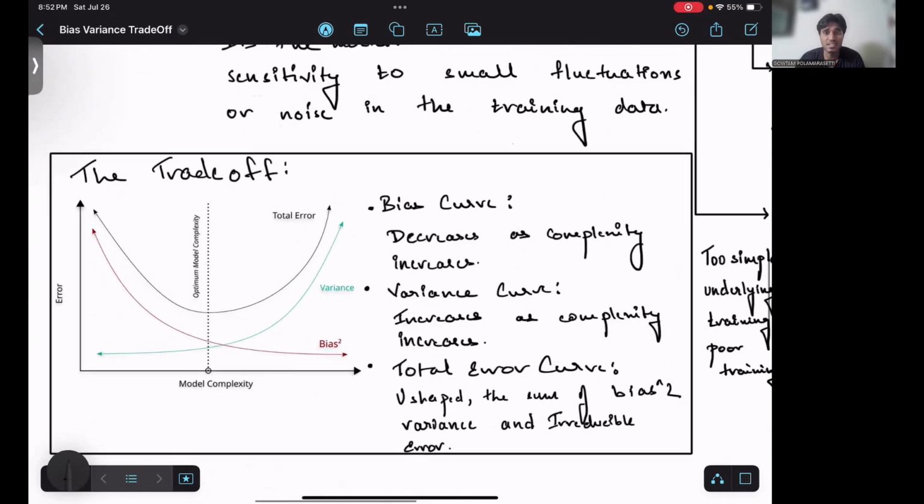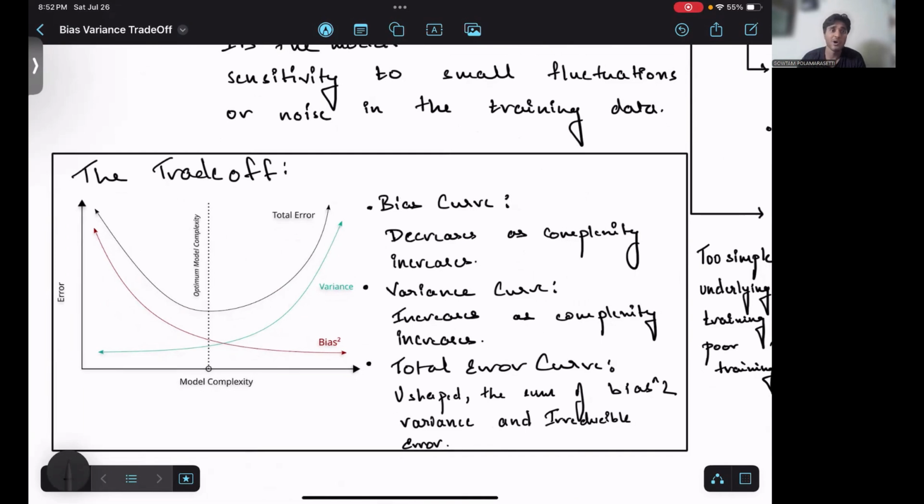If bias means consistently missing the true relationship and variance means being all over the place, how do we find the sweet spot here? We visualize this by looking at the classic bias-variance trade-off graph. On the x-axis, we have the model's complexity, and on the y-axis, we have the error. If you look at the bias curve, it starts high on the left and rapidly decreases as the complexity increases. Now if you look at the variance curve, it starts low on the left, but rapidly increases as the complexity increases. Now you have a U-shaped curve called the total error curve, which is the sum of bias squared, variance, and an irreducible error.